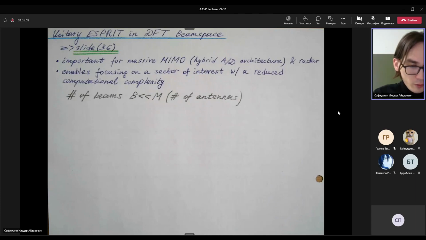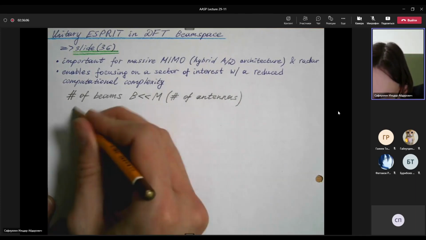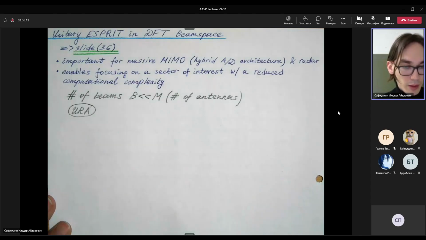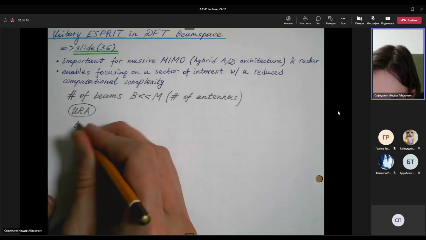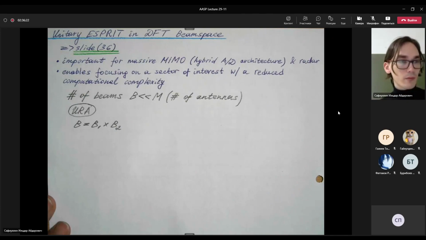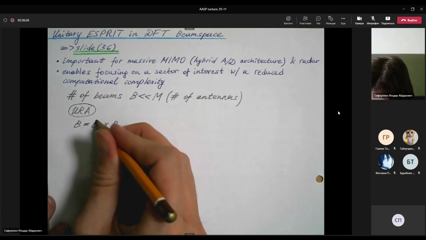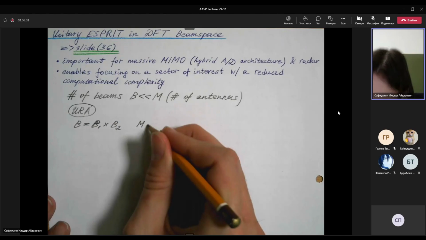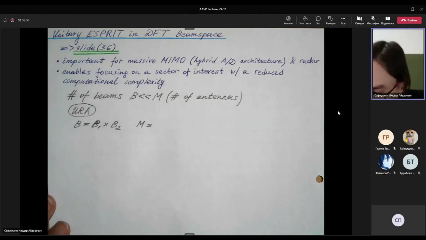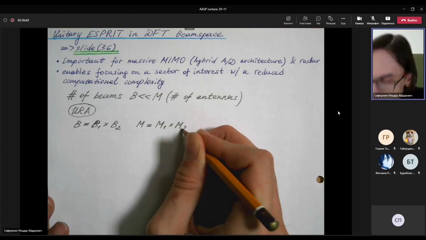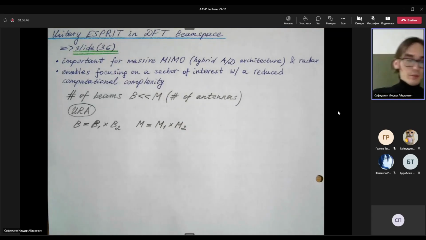So here, next, we show a uniform rectangular array, where the number of beams is B equal to B1 times B2, and the number of antennas is equal to M1 times M2. So it is 2D.